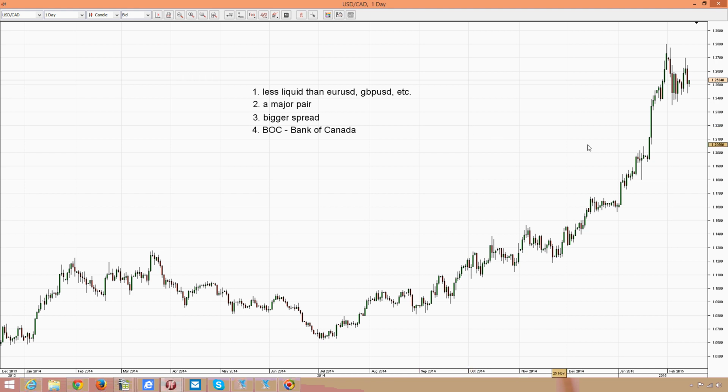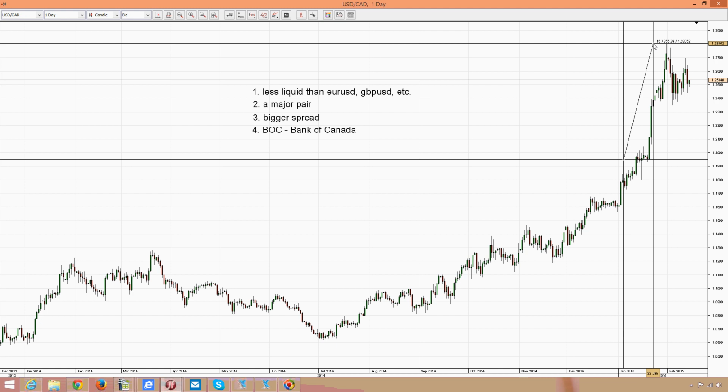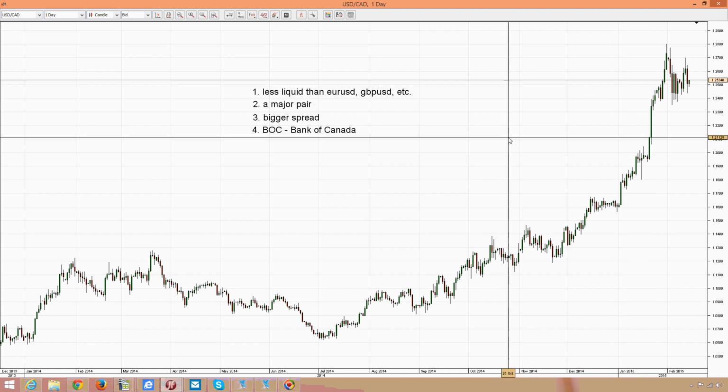Take a look at this move that you see, the move from the 1.20 all the way up to almost 1.28. This one came after Bank of Canada cut the rates something like 3 weeks ago, cut the rates, and definitely that is not good for the currency.